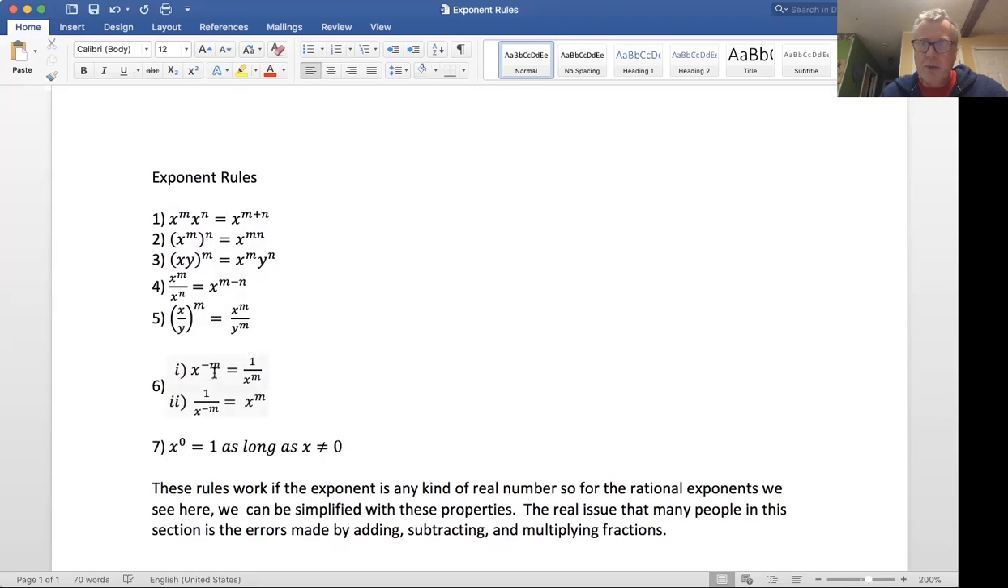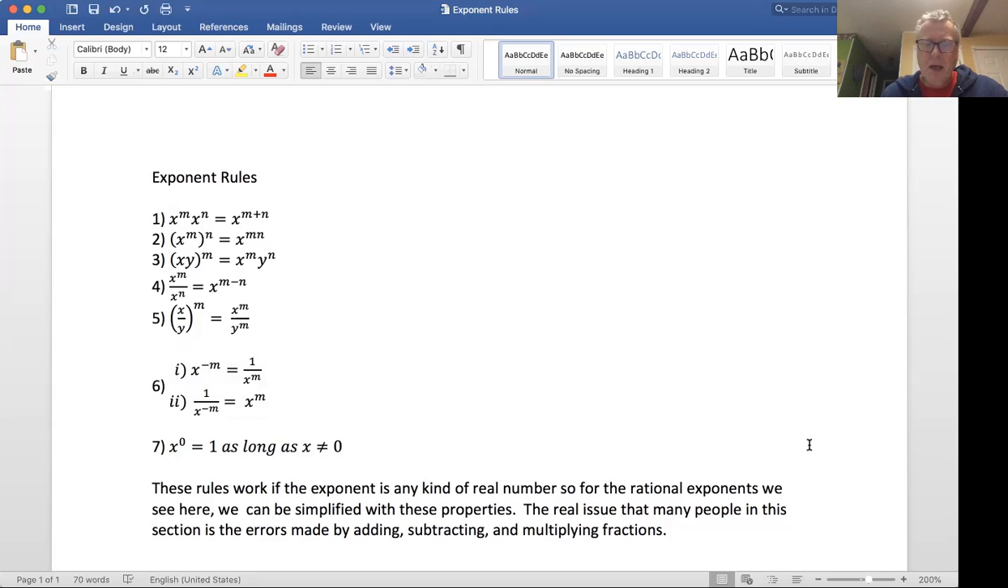The negative exponent rule comes in two parts. If you have x to the minus m, where that's a number less than 0, then we rewrite it as 1 over x to the m, dropping the negative. If we have the negative exponent in the denominator, we move it up to the top and drop the negative. And then the last property is x to the 0th equals 1, as long as x does not equal 0. Now these rules work for any kind of real number.